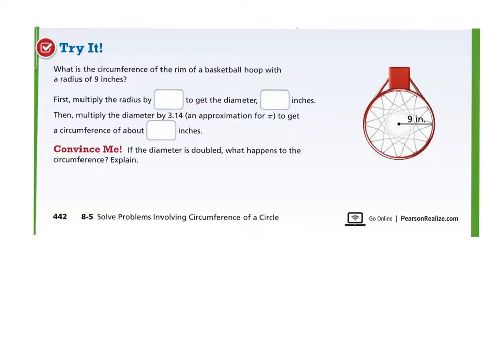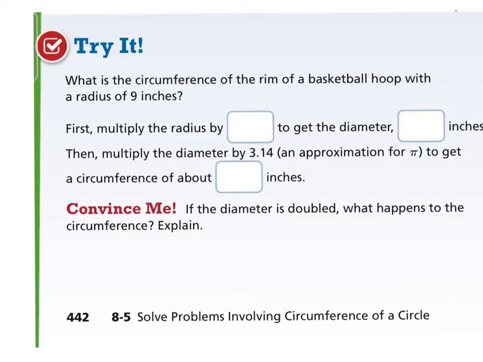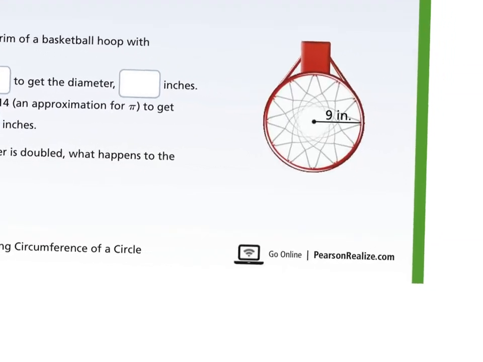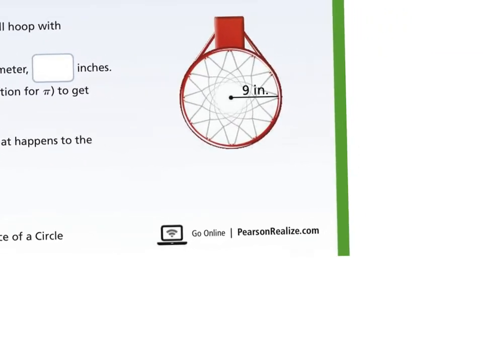So look at the try it. What is the circumference of the rim of a basketball hoop with a radius of 9 inches? Okay, so the book talks about finding the diameter, then multiplying that by 3.14. You actually have 2 different formulas on your reference sheet. So rather than doing that, you can just go off of the formula that has the radius in it. The one with the radius would be the 2 pi r formula.